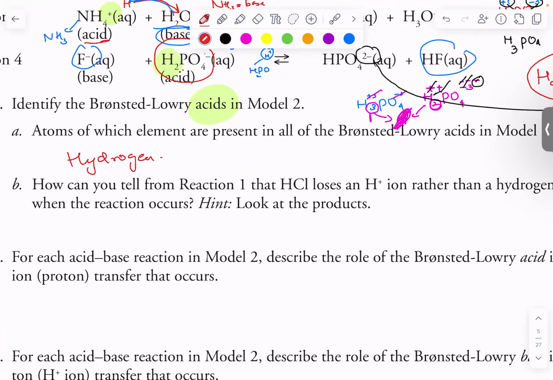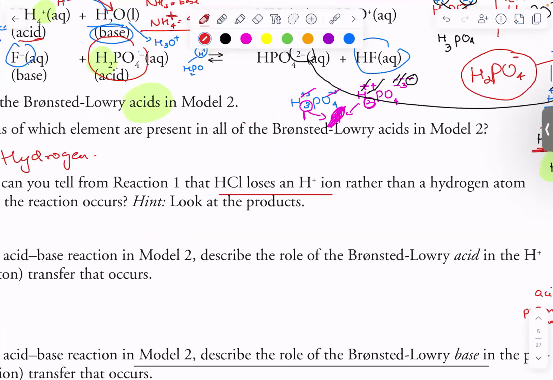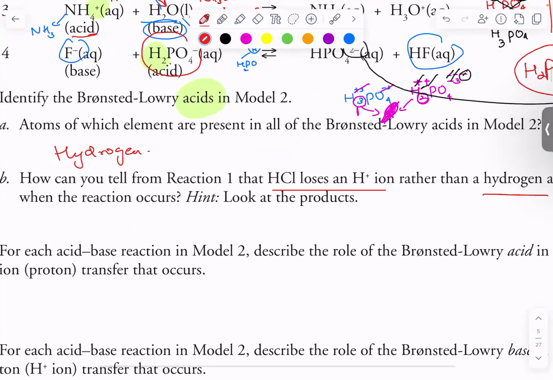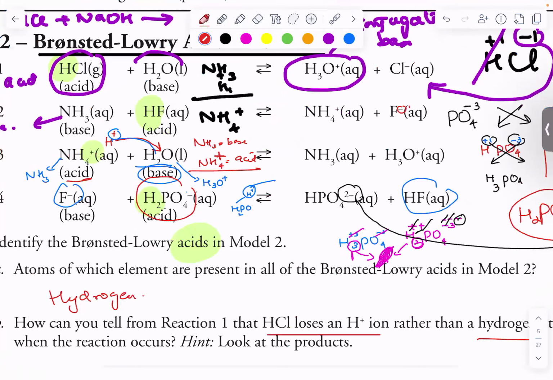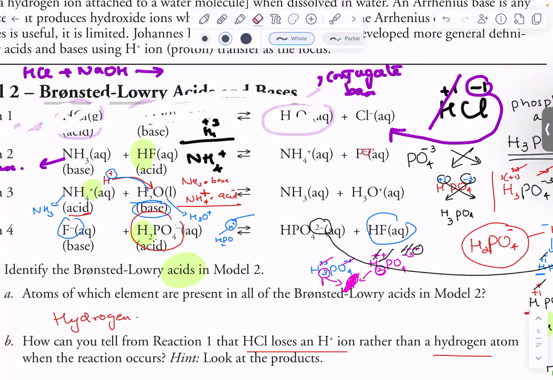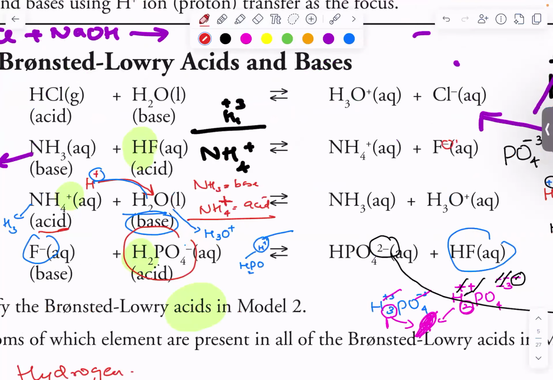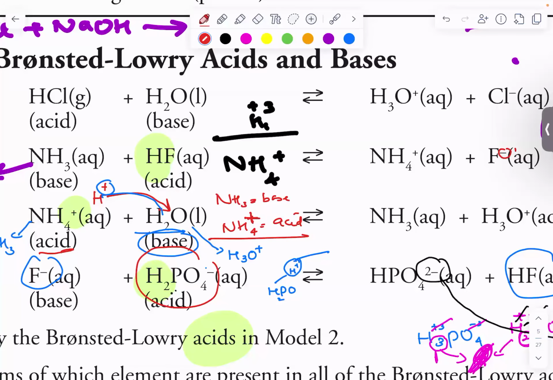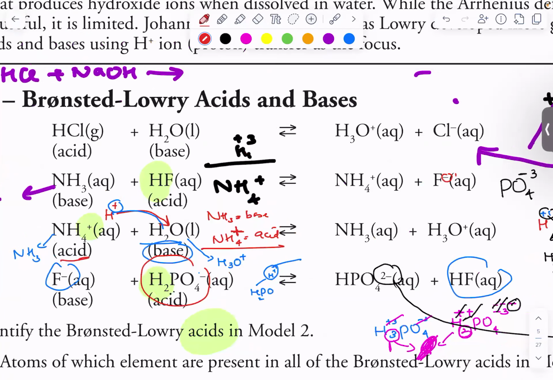How can you tell from reaction 1 that HCl loses a hydrogen ion rather than a hydrogen atom when the reaction occurs? So have a look. In reaction 1. So this is reaction 1. Let me rub this off so that you'll get a clear idea. This is reaction one. He's saying, how can you tell from reaction one that HCl loses a hydrogen ion rather than a hydrogen atom? How can we tell just by looking at this reaction?